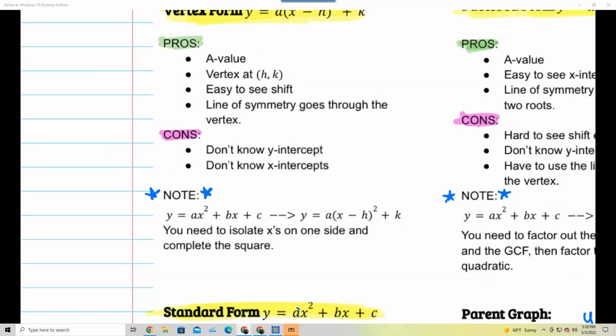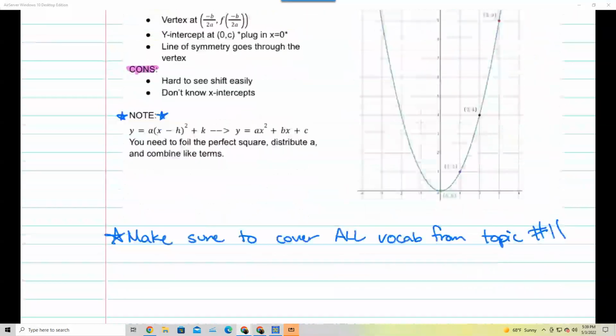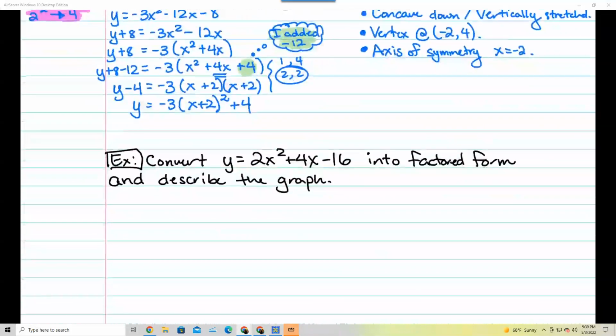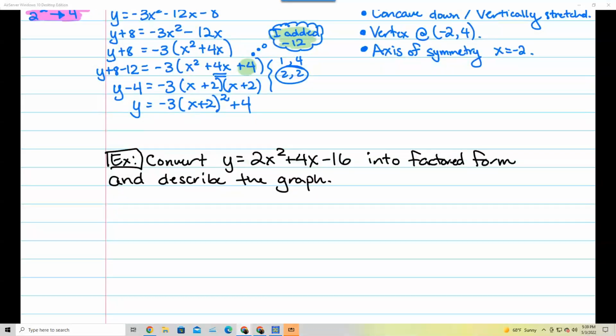Okay. All right. The next problem says convert y equals 2x squared plus 4x minus 16 into factored form and describe the graph. Now, I would go back and show you what factored form means again, but I would rather you get those key words. They're saying in factored form, which means you need to factor it all the way. And that's really all you got to do, okay, to get this in factored form. We need to factor it.